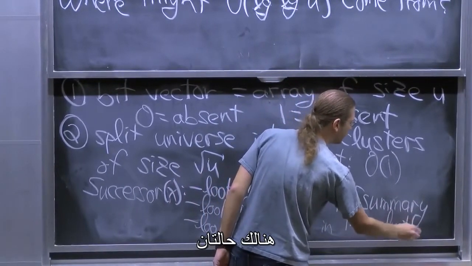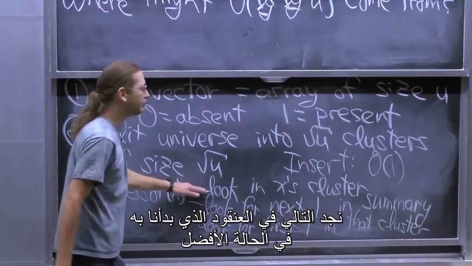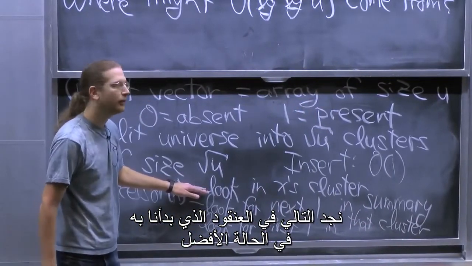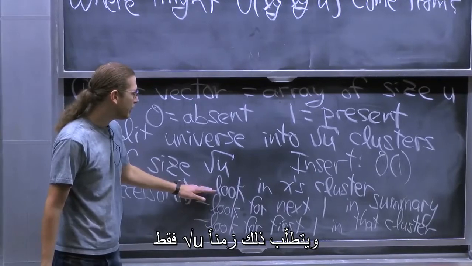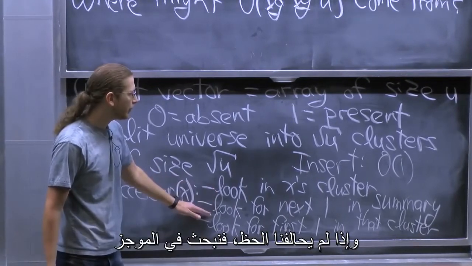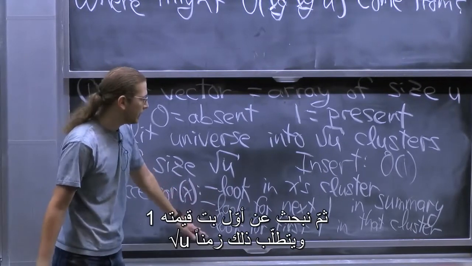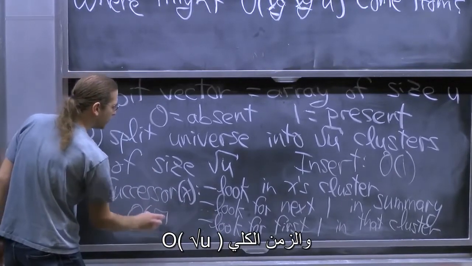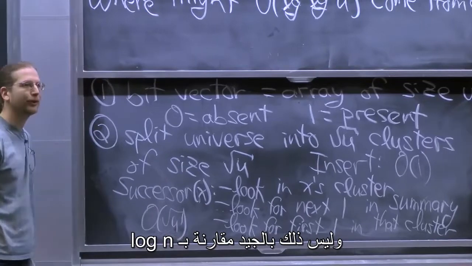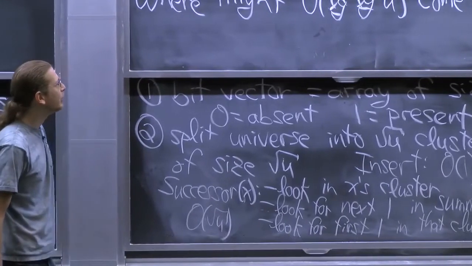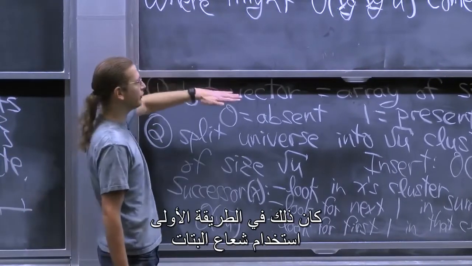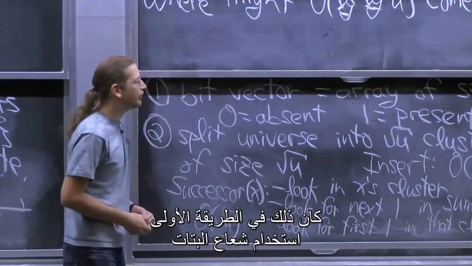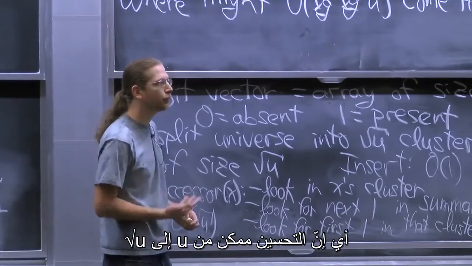So there are 2 cases. In the lucky case, we find the successor in the cluster that we started in. So that only takes root u time. If we're unlucky, we search in the summary. That takes root u time. And then we find the first 1 bit. That takes root u time. The whole thing is square root of u, which is, of course, not very good compared to log n. But it's a lot better than u, which is our first method, the bit vector. So we've improved from u to square root of u.